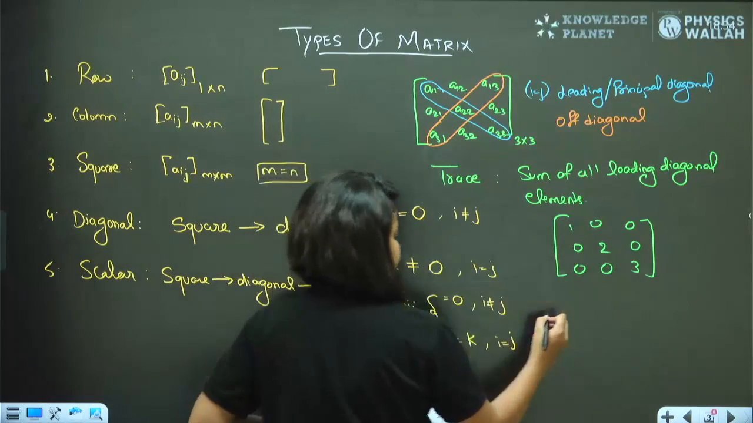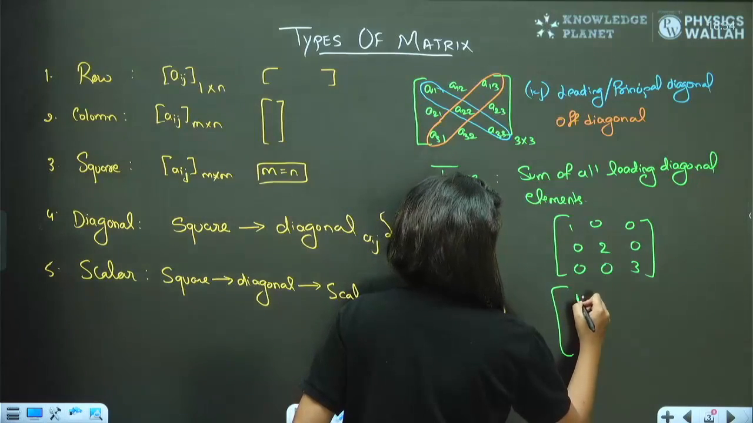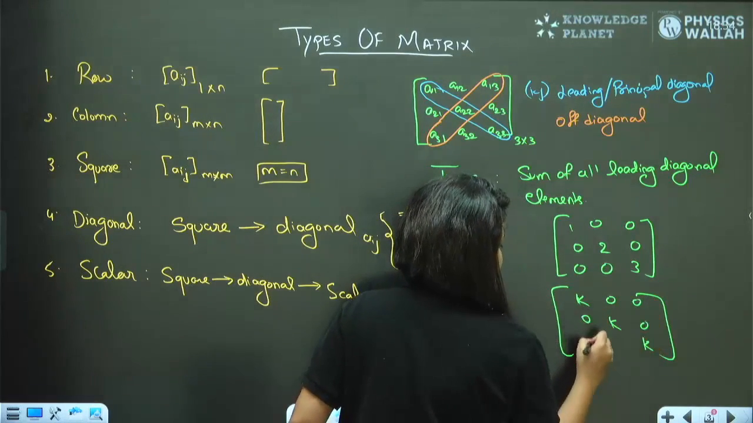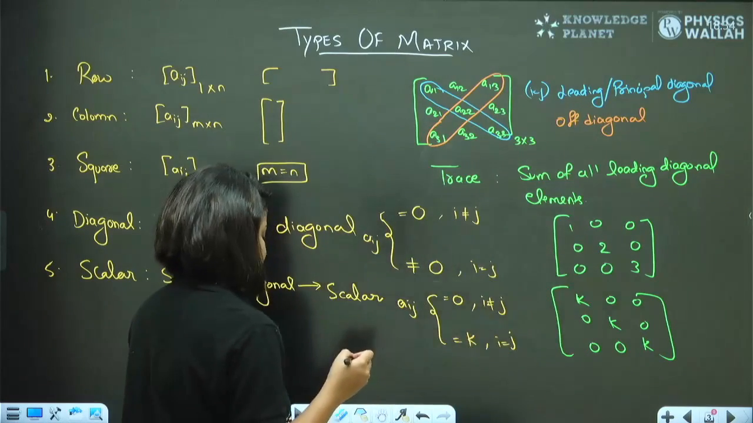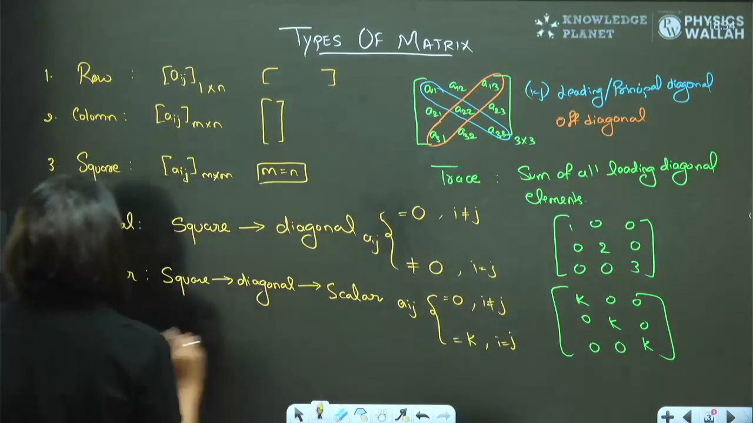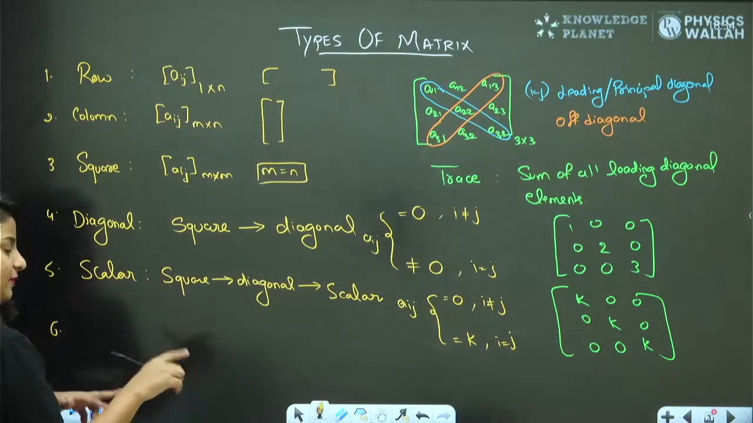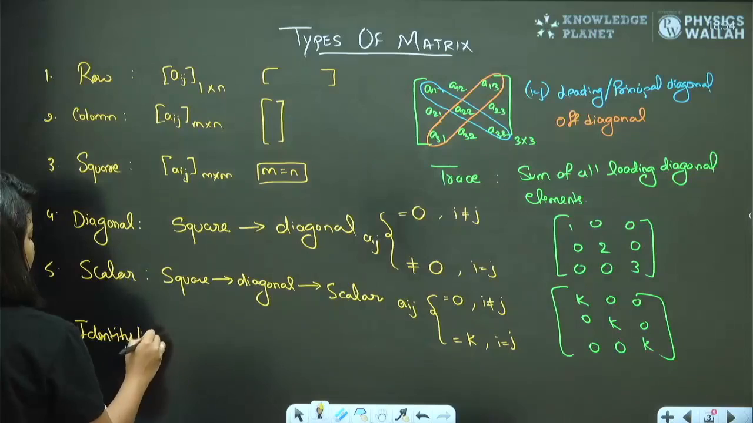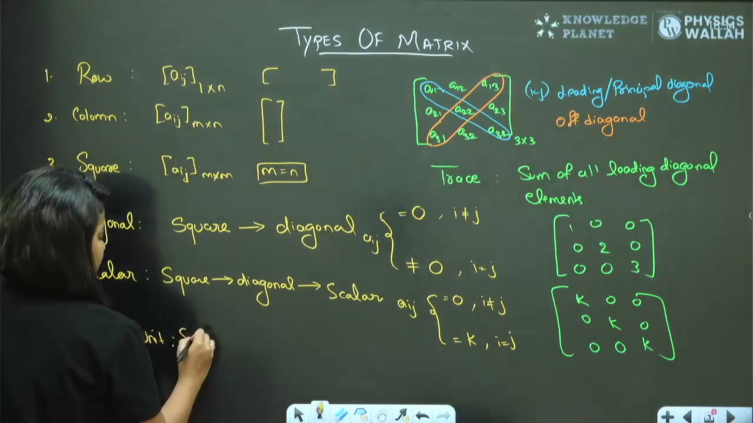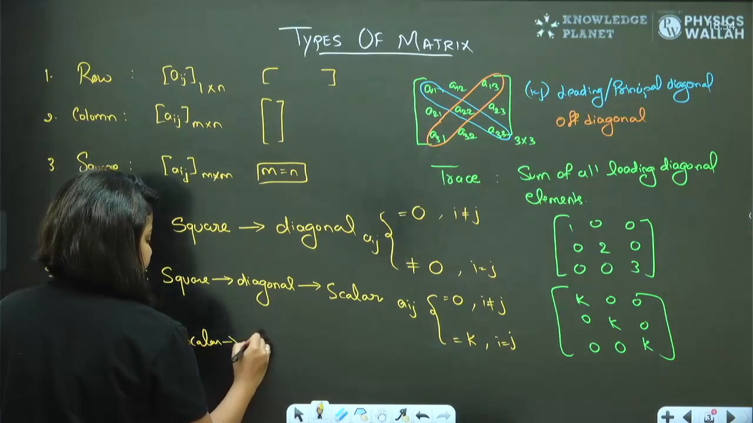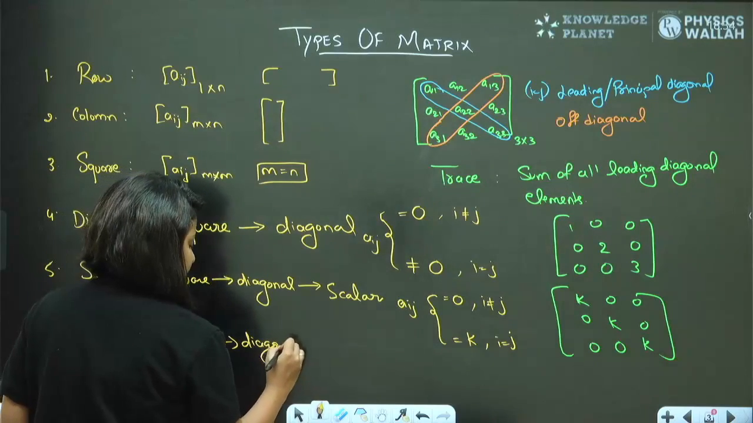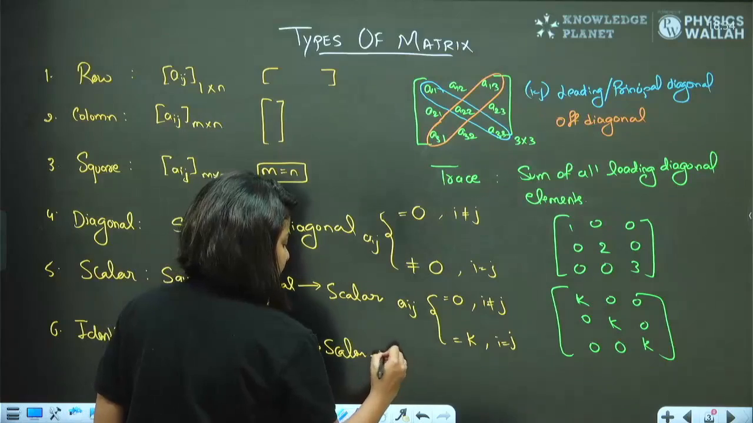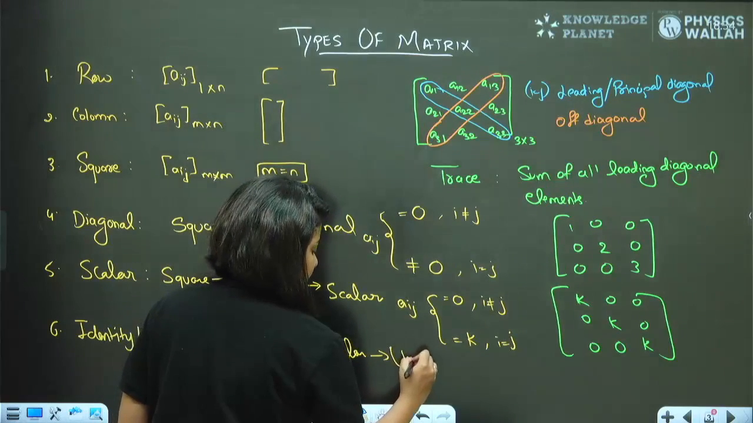Let me take an example here. It will be some fixed value k. Rest everything is 0. It's a diagonal, it's a square. Sixth one, further followed by scalar, is the identity matrix, also called the unit matrix. Firstly, it's a scalar matrix which becomes diagonal by making other elements 0, then it becomes scalar by making the diagonal same, then it becomes unit, right?